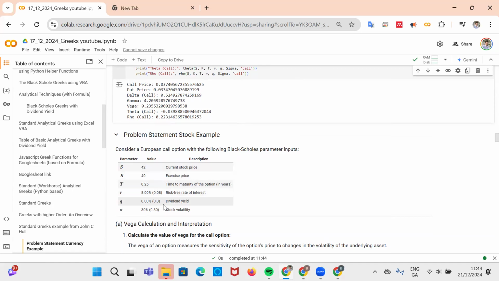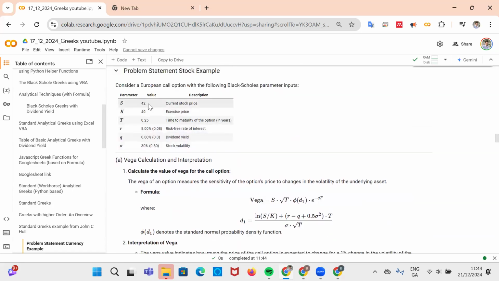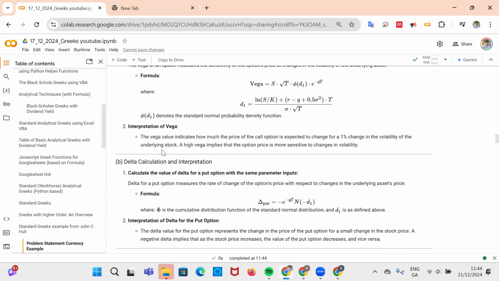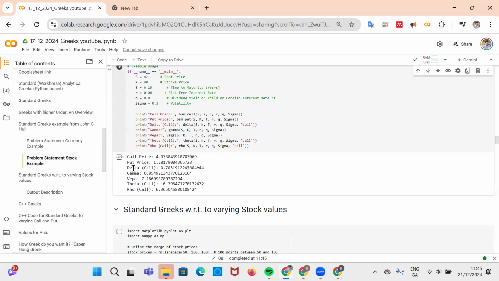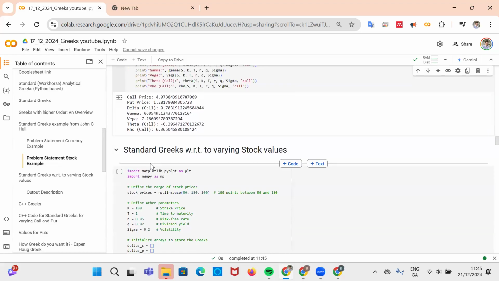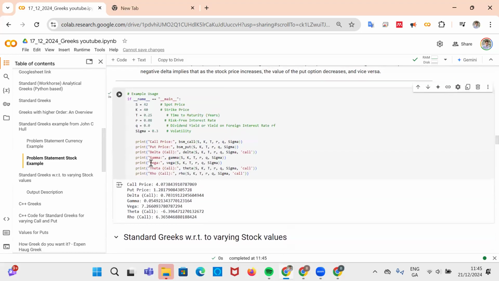Again, another example I have here, where the stock price is 42, K is 40, T is equal to 3 months, risk-free rate is 8%, dividend 0, volatility 30%. And when we input those parameter values in and output our Greeks, the values obtained here are consistent with worked examples we used before.